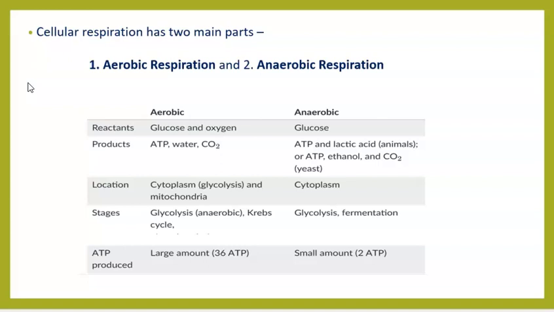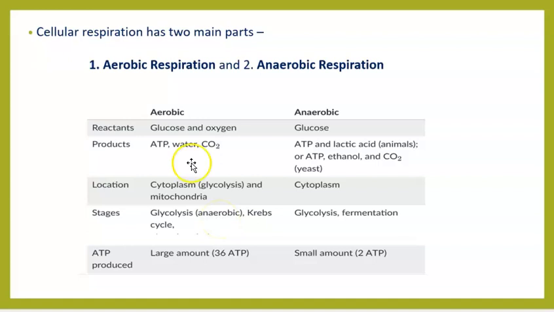Cellular respiration has two parts: aerobic respiration and anaerobic respiration. Aerobic takes place in the presence of oxygen. Anaerobic takes place in the absence of oxygen. So the reactants in the aerobic case are glucose and oxygen, but in anaerobic it's just glucose. We don't use oxygen in anaerobic processes. And what are the products? ATP, which is common to both. But in aerobic, we get water and carbon dioxide, and in anaerobic, we get fermented products. We will see lactic acid and ethanol, and sometimes carbon dioxide, which we see in yeast.